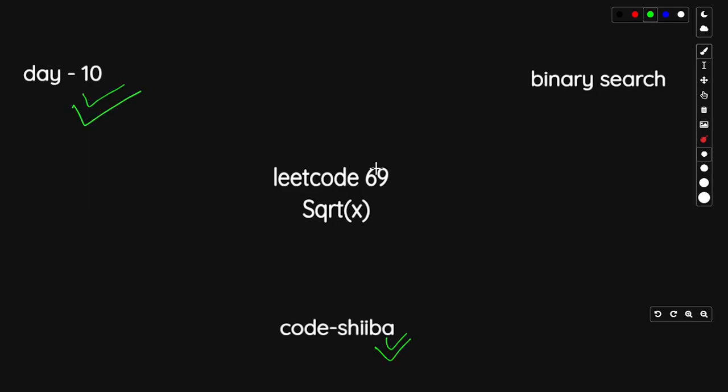Today is day 10 of doing so, and the problem that we'll be going through today is LeetCode problem number 69, which is the square root of a particular number. Okay, so let's check what the problem really is.